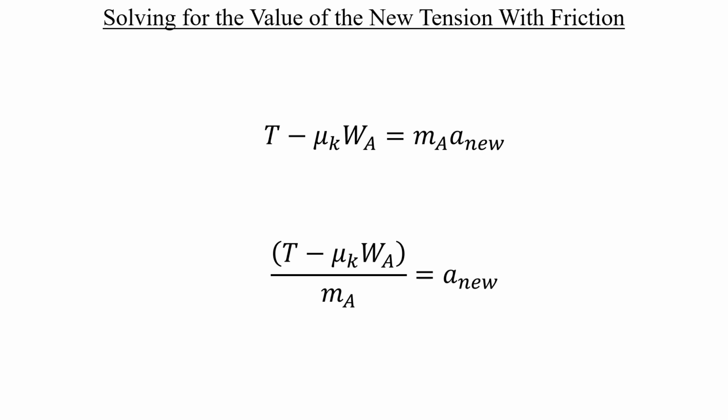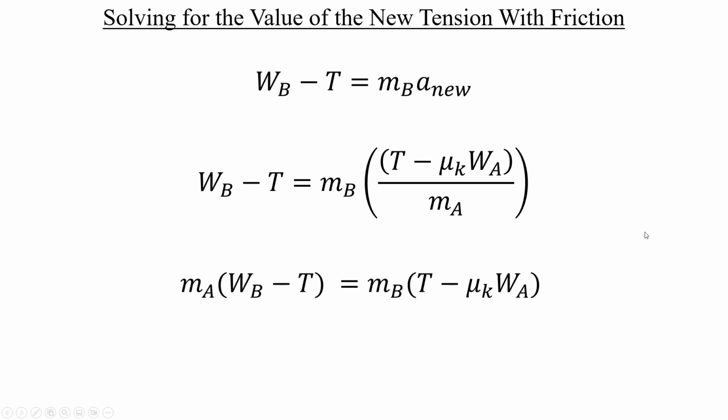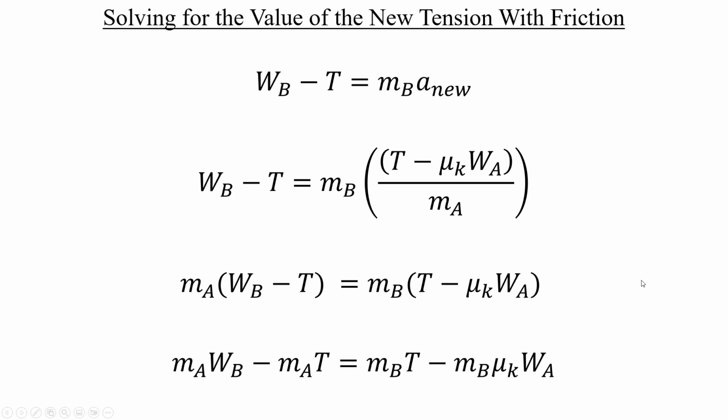We'll take this result and plug it into the y direction equation from the sum of forces on block B, since that didn't really change except for the new acceleration. When we put that in, we can multiply both sides by the mass of block A again to get rid of this denominator. And next, we can distribute the masses on both sides into the parentheses, like this.